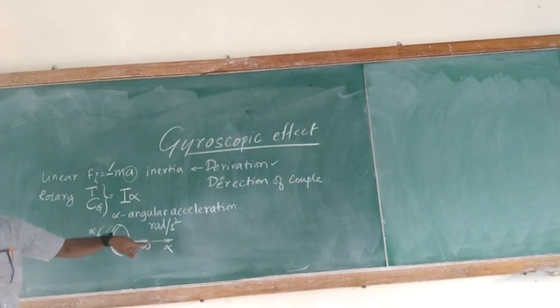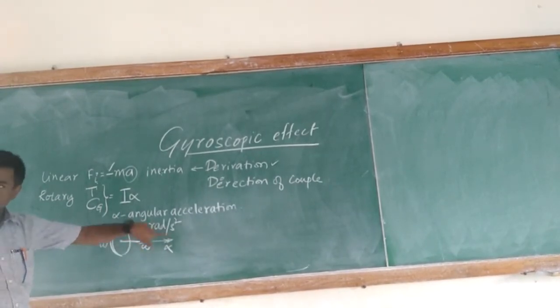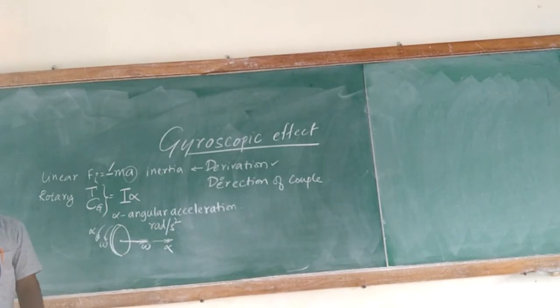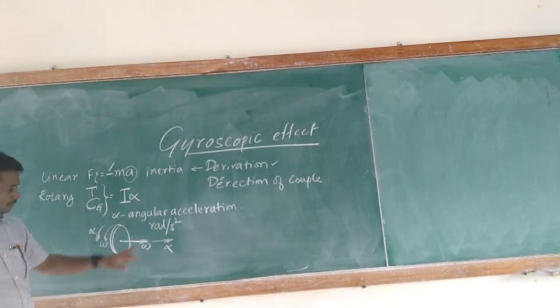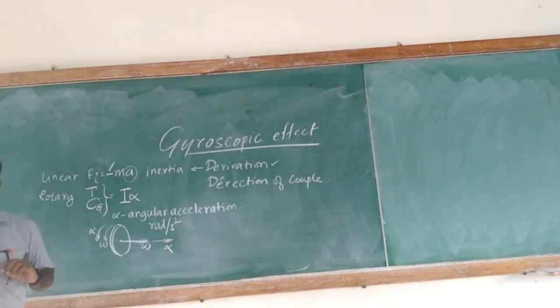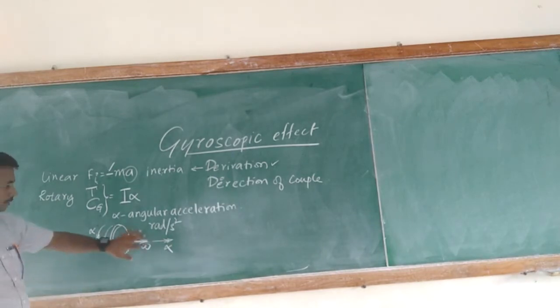Why am I doing that? Because this is just velocity. This is the differentiation of velocity. That's why double arrow. Got it? So acceleration is also in this direction.